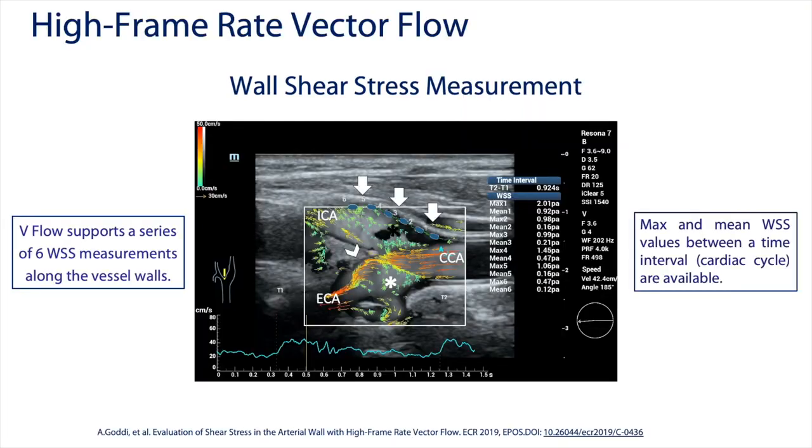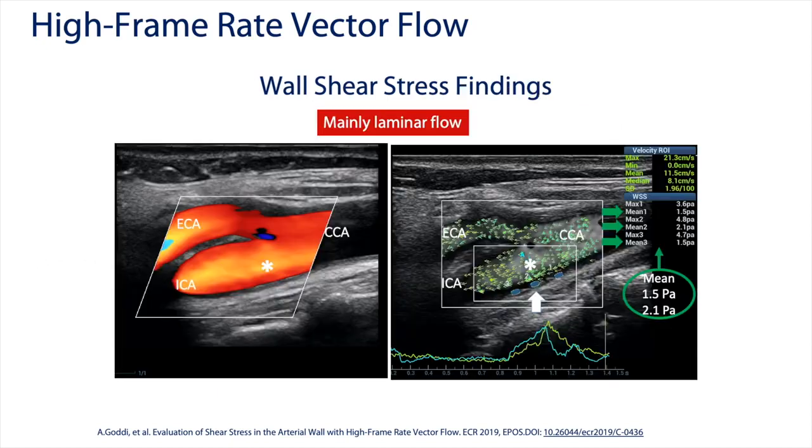VFlow supports a series of 6 shear stress measurements along the vessel walls. We can find maximum and mean shear stress values in a cardiac cycle. We'll take into consideration 3 clinical examples of shear stress findings in different flow conditions. In the first case, VFlow shows uniform laminar flow and the shear stress mean values appear to be normal.